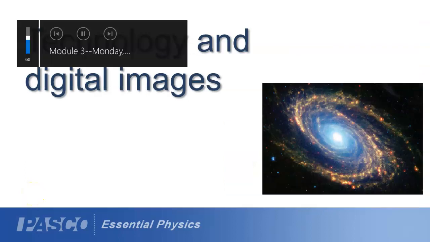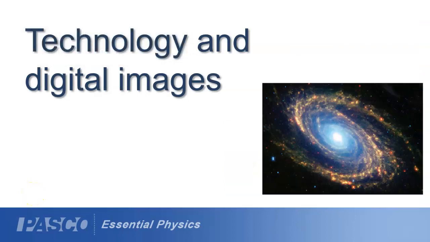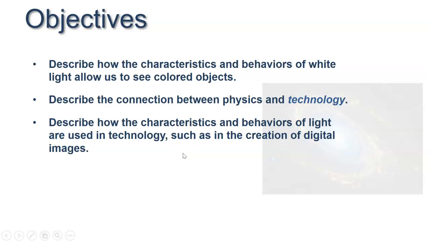All right, today we're going to talk about technology and how physics kind of fits into that whole process. We're going to start with our objectives. Mostly we're going to focus a lot on light and why that's important in physics. So we're going to describe how the characteristics and behaviors of white light allow us to see colored objects.